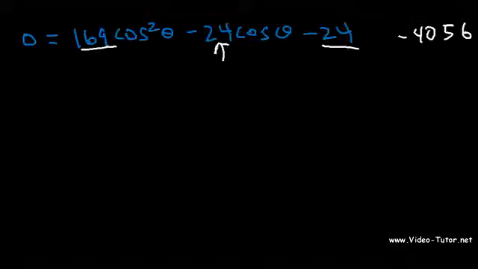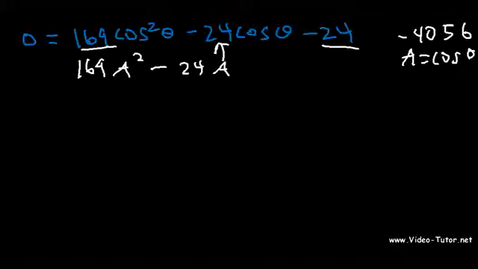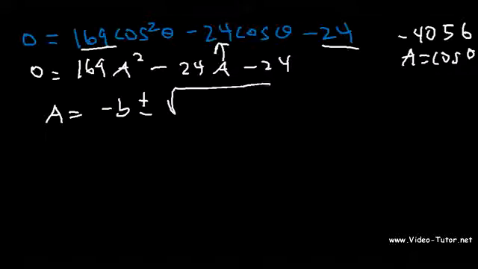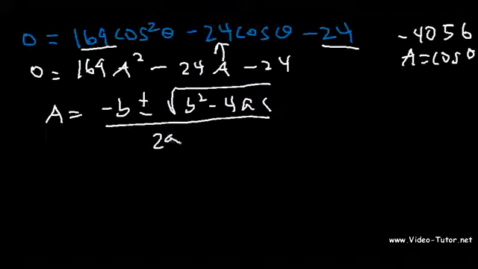I mean, you can see if you can find two numbers that can do that, but I tried it and I couldn't, so the only way to probably solve this problem is to use the quadratic formula. So let's say A is equal to cosine theta, let's substitute it with A. What we have is 169 A squared minus 24A minus 24. So as you can see, it's in quadratic form. And so A, or like x, is going to be equal to negative b plus or minus the square root of b squared minus 4ac divided by 2a.